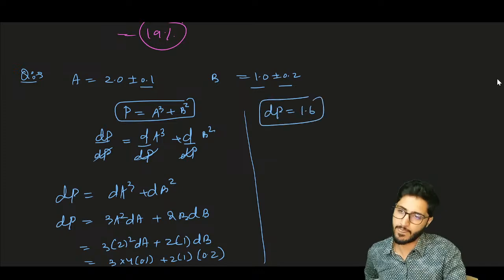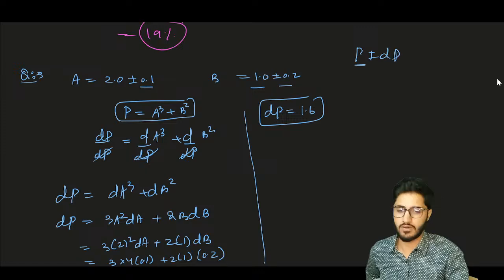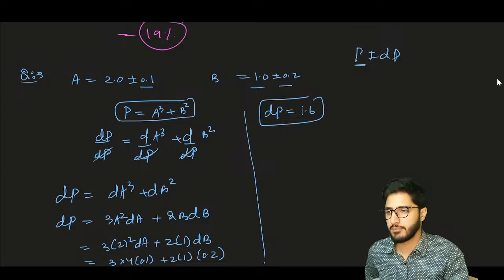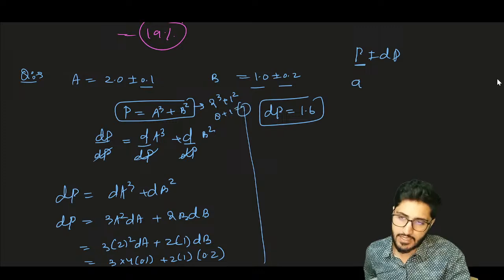But what I need now is P plus minus dP. So what is P? P is this one, no? It will be 2 cube plus 1 square, 8 plus 1, that is 9. It will be 9.0 plus minus 1.6.